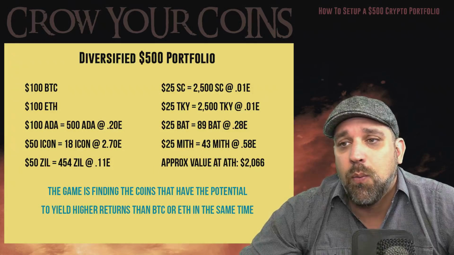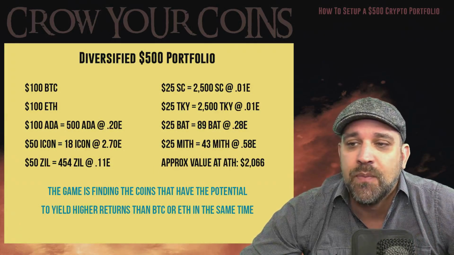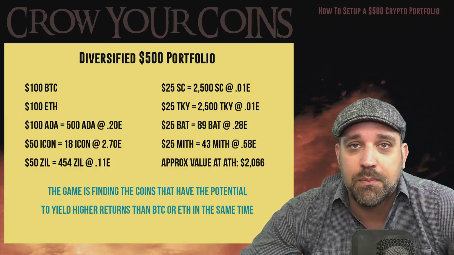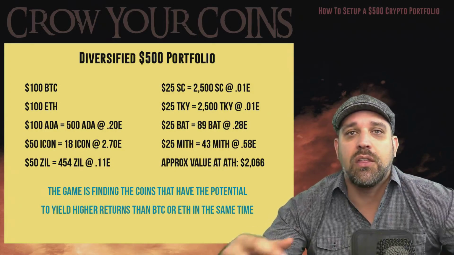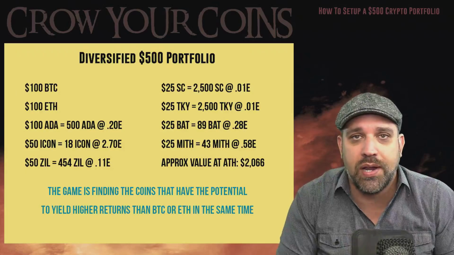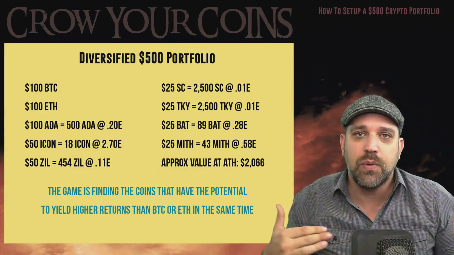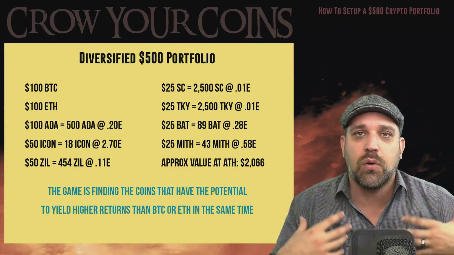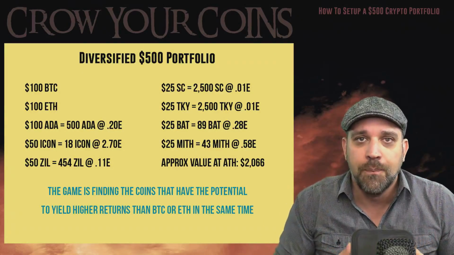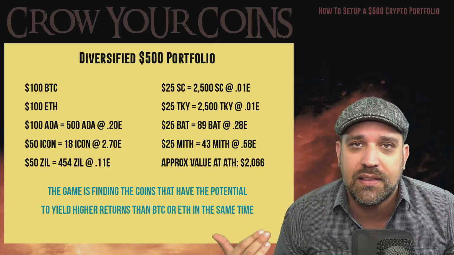Now, personally, I wouldn't even do this because I would be putting my... So here's the thing. The game is finding the coins that have the potential to outweigh Bitcoin or Ethereum. In other words, I could just invest in the Bitcoin and be done with it and just sit on it. I could set up an auto buy every week, every 2 weeks, or every month on Coinbase and just accumulate Bitcoin as much as I possibly can afford and then ride that wave for as high as it goes and then try to basically sell it at the top.